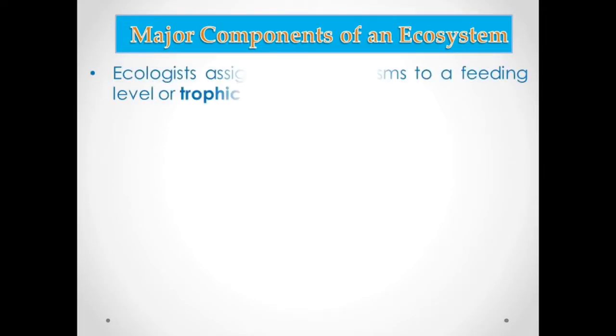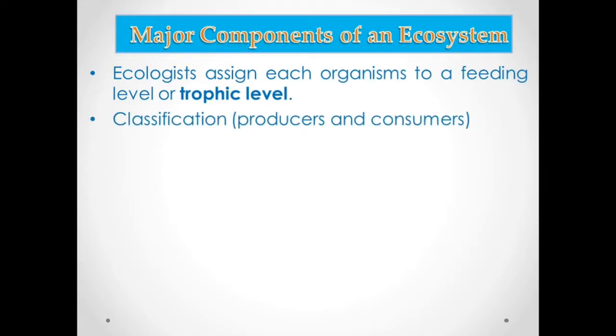Ecologists assign each organism to a feeding level, or what we call the trophic level, depending on its source of nutrients. We can broadly classify living organisms as producers and consumers. So what do we mean by producers?